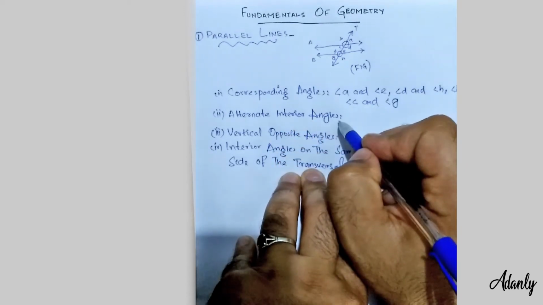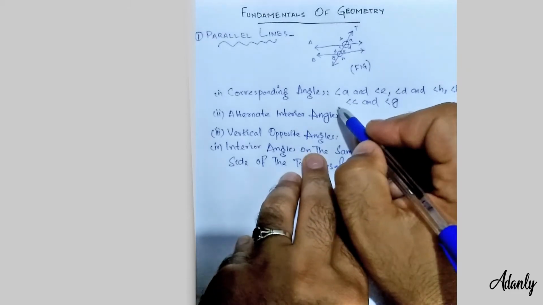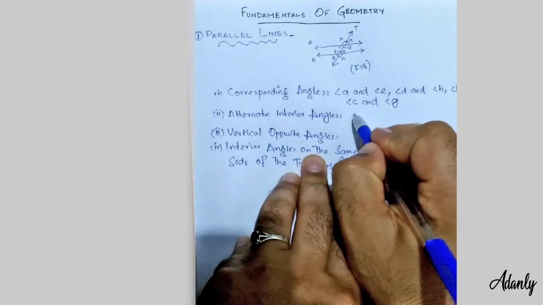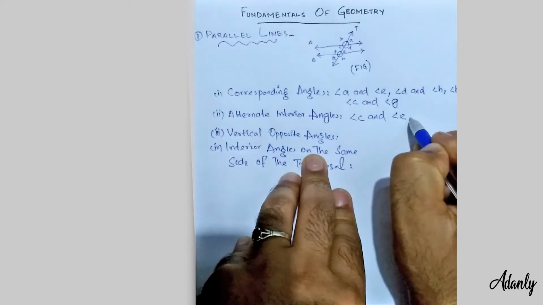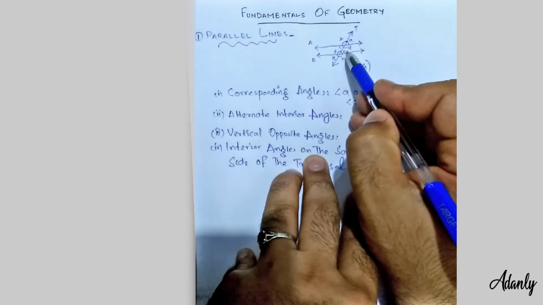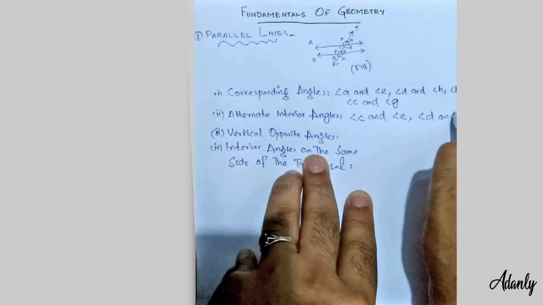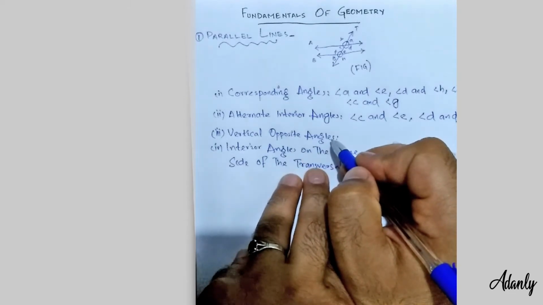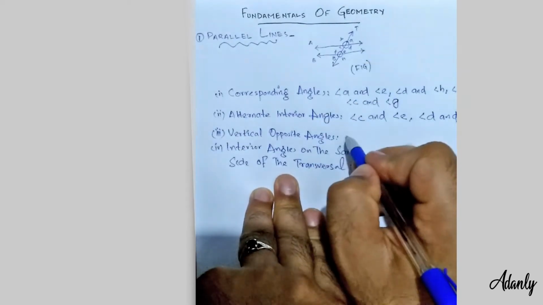The alternate interior angles are angle C and angle E. One pair is angle C and angle E, and another one is angle D and angle F.